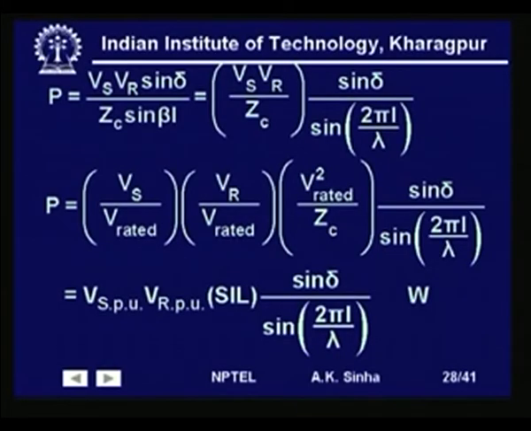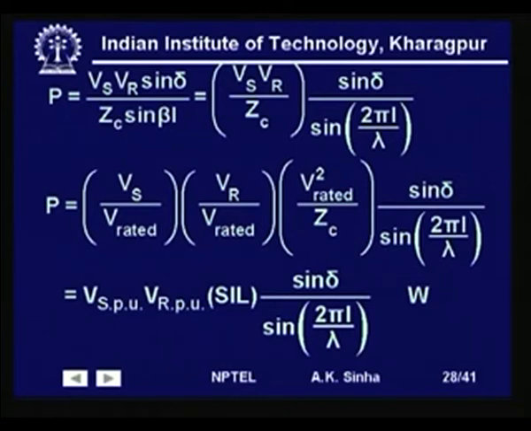Okay, now we can write this P, or the real power, for a lossless line. P is equal to Vs Vr into sin delta by Zc sin beta L, which is equal to Vs Vr by Zc into sin delta by sin 2π L by lambda, which is, that is, we are trying to write the real power in terms of surge impedance loading.